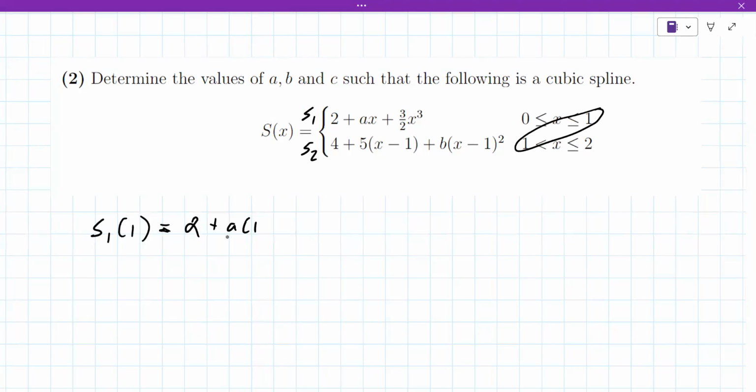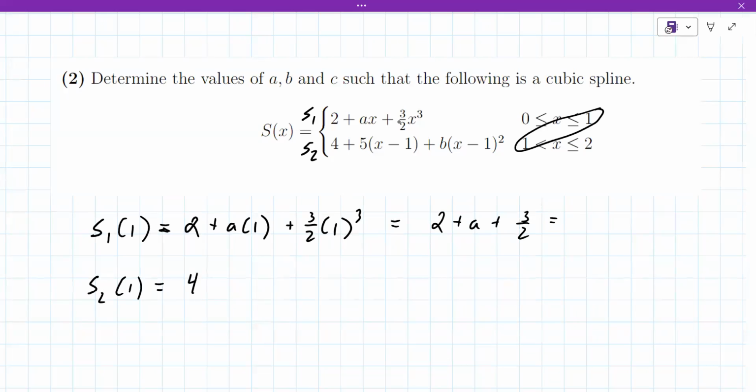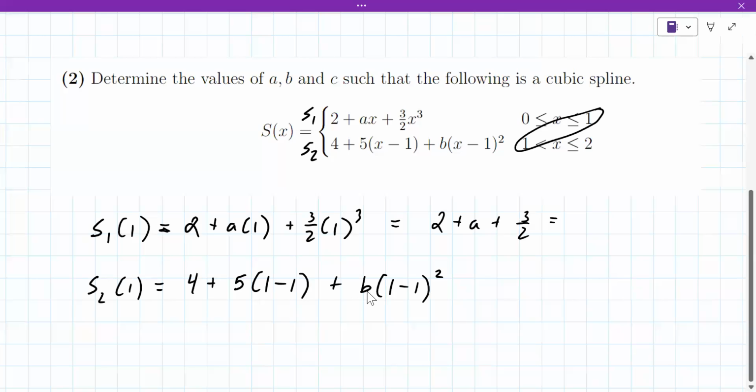2 plus A times 1 plus 3 halves 1 cubed. So I'm putting 1 into the top one. This becomes 2 plus A plus 3 halves, which we'll get to in a minute. S2 of 1 means to put 1 in the other one. So 4 plus 5 times 1 minus 1 plus B times 1 minus 1 squared. 1 minus 1 is 0. 5 times 0 is 0. 0 squared is 0. 0 times B is 0.